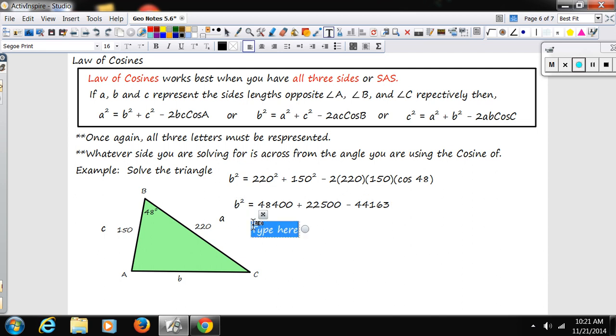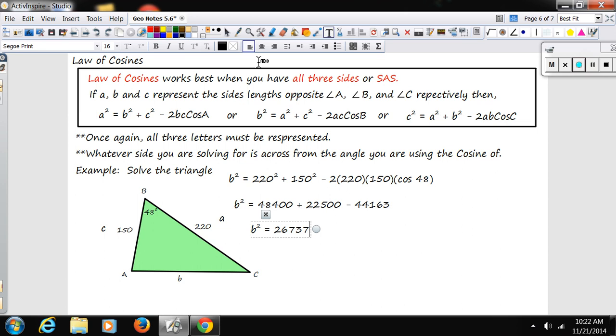So now we're just going to get b squared. So b squared equals, and let's add 48,400 plus 22,500 minus 44,163. You get 26,737.